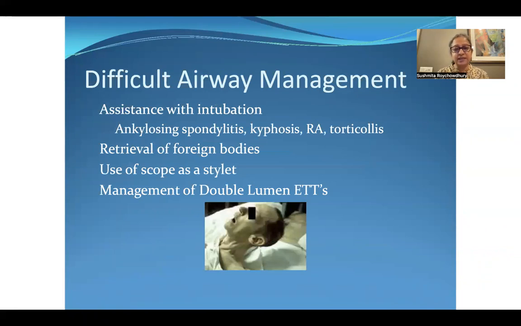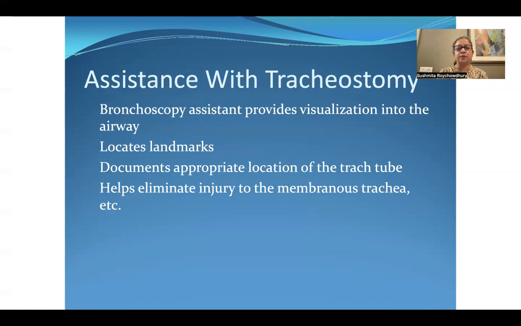Over a period of time in ICU management, bronchoscopy has played a major role in assisting with intubation in patients who have ankylosing spondylitis, problems with their spine, rheumatoid arthritis, torticollis, or kyphosis, in retrieving foreign bodies, using the scope as a stylet to guide the endotracheal tube, and in the management of double lumen endotracheal tubes. In tracheostomy, bronchoscopy assistance provides visualization into the airway, locates the landmarks, documents appropriate location of the tracheal tube, and helps eliminate injury to the membranous trachea.